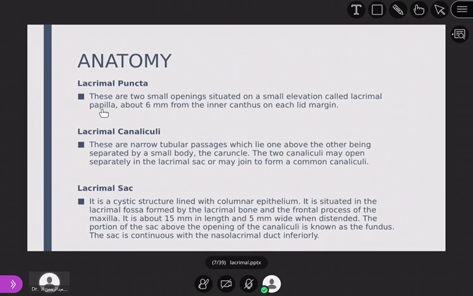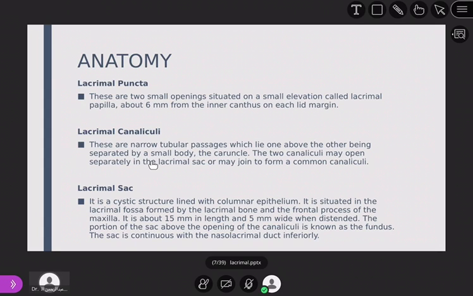Then we have the lacrimal canaliculi. These are narrow tubular passages which lie one above the other, being separated by a small body, the caruncle. The two canaliculi may open separately in the lacrimal sac or may join to form a common canaliculus. Then we have the lacrimal sac. It is a cystic structure lined with columnar epithelium. It is situated in the lacrimal fossa, formed by the lacrimal bone and the frontal process of the maxilla.